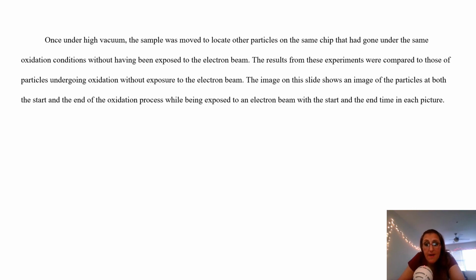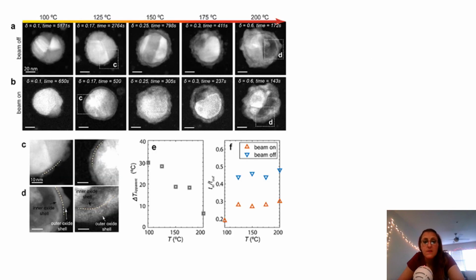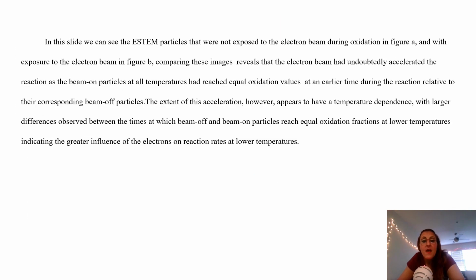The image on the slide shows the particles at both the start and the end of the oxidation process while being exposed to an electron beam, with the start and end time in each picture. In this slide, we can see the ESTEM particles that were not exposed to the electron beam during oxidation in Figure A and with exposure to the electron beam in Figure B.